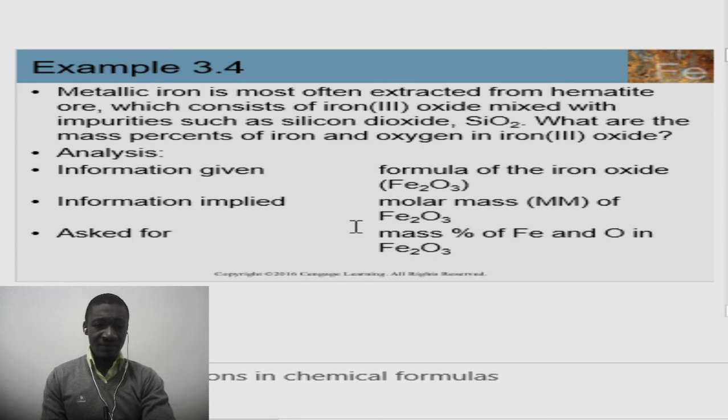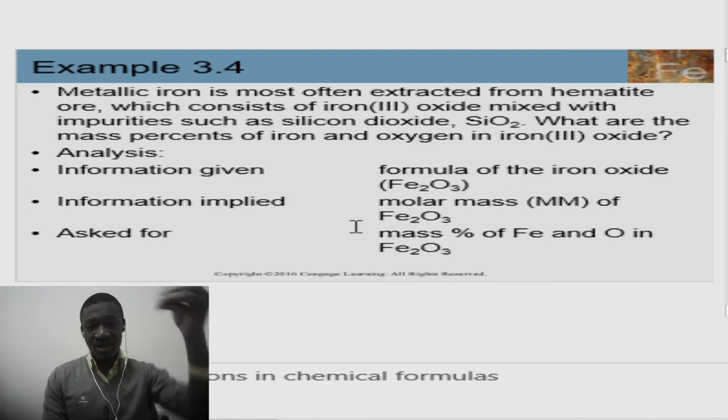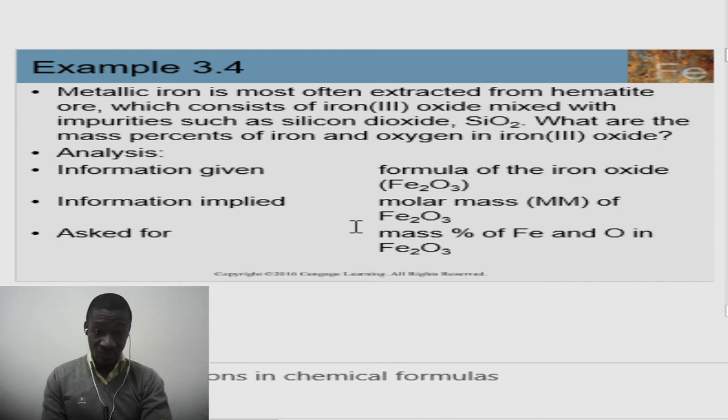So you have that out of the way. So they said which consists of iron 3 oxide mixed with impurities such as silicon dioxide, which is your sand. Silicon oxide is basically your sand. So it's your iron mixed with sand, and that's the combination that forms the ore. So what is the mass percent of iron and oxygen in iron 3 oxide?